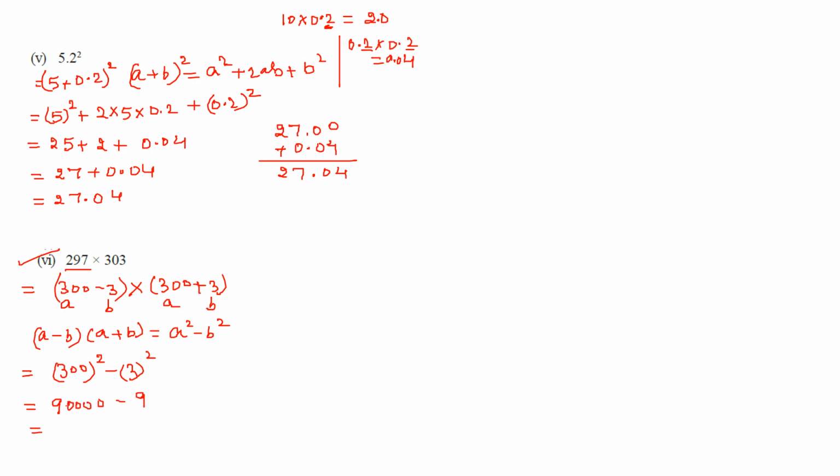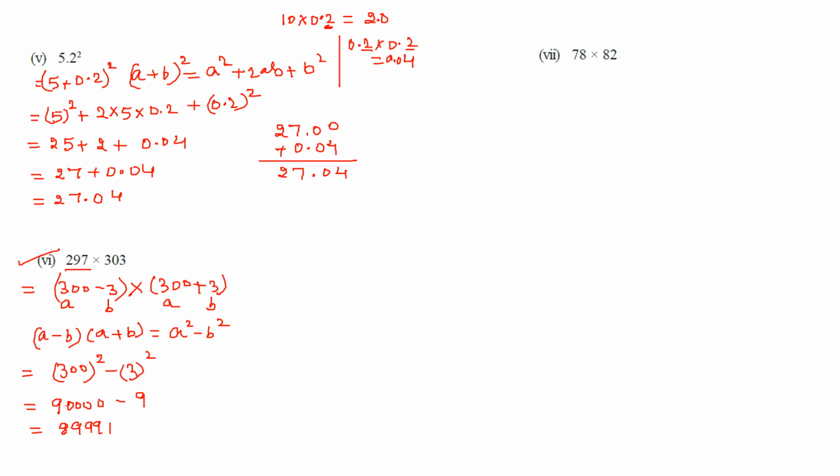So 300 square minus 3 square, I got 90,000 minus 9, and 90,000 minus 9, if you subtract, you will get 89,991. So this is the answer. Now next question, 78 into 82.